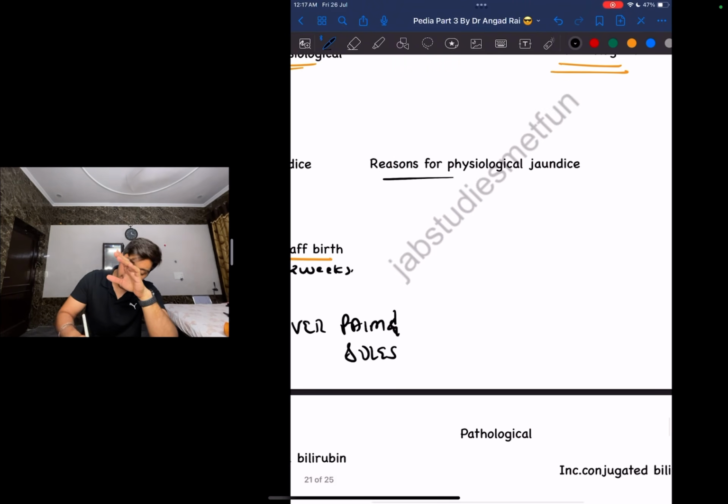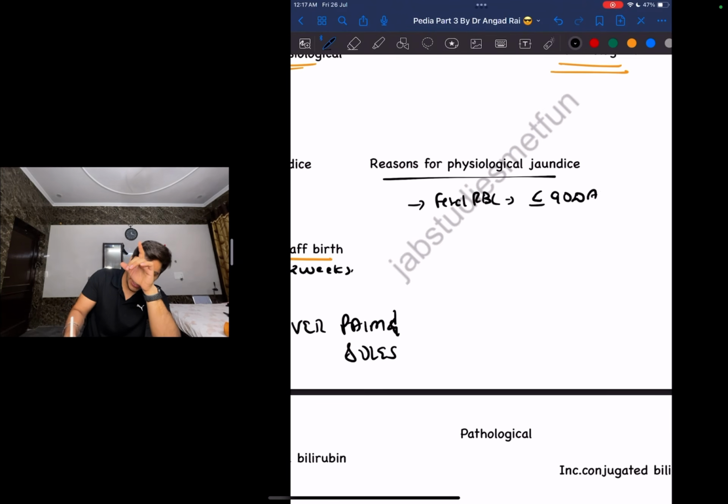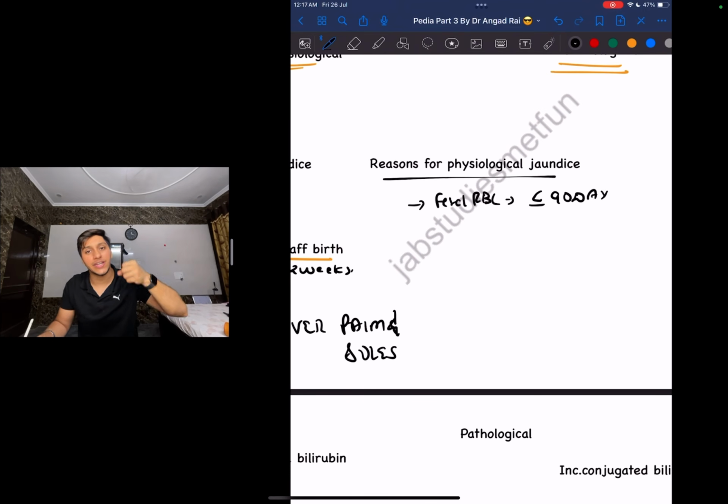What can be the reason, guys? One thing is, you know that fetal RBC lifespan is less than or equal to 90 days. Adult में, guys, कितना होता है? Comment that also. What is the RBC lifespan in adults? It is a PYQ also. So fetal RBCs have a shorter lifespan, less than 90 days. That is why, because they die fast, hemolysis will be there. Again, the same process of jaundice which I explained will be there. So that is why you're having this.